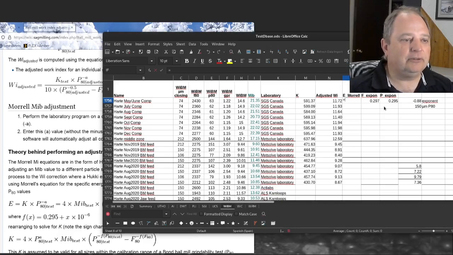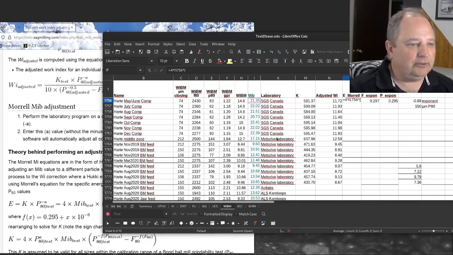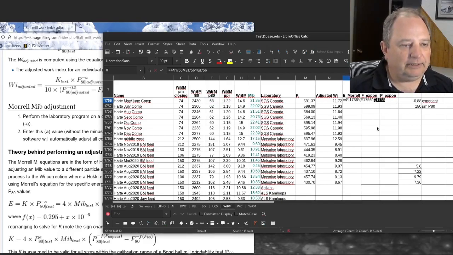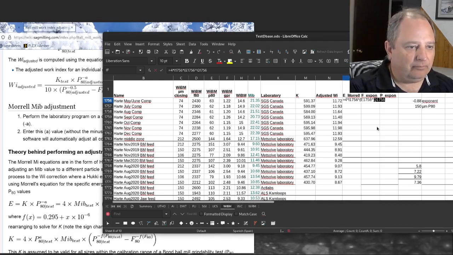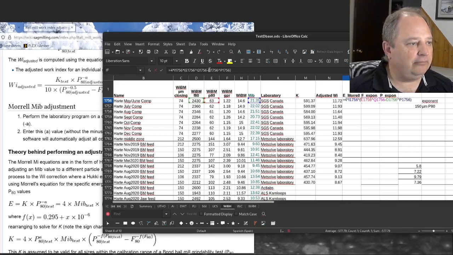Okay, so then the Morrell specific energy consumption equation: 4 times the Mib number times the P80 to the power of the P exponent, minus F80 to the power of the F exponent. Oh, that's not right. What went wrong there? Oh, these are negative. That's the problem. Okay, let's put the negative sign there, and let's put the negative sign there. That looks more like it.